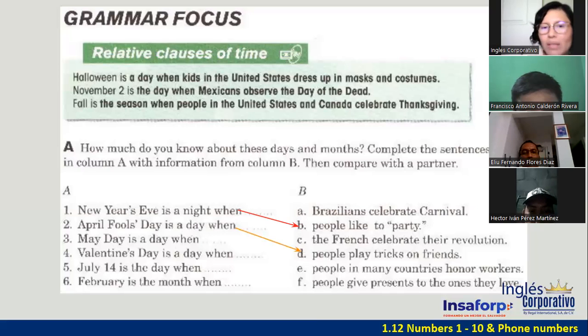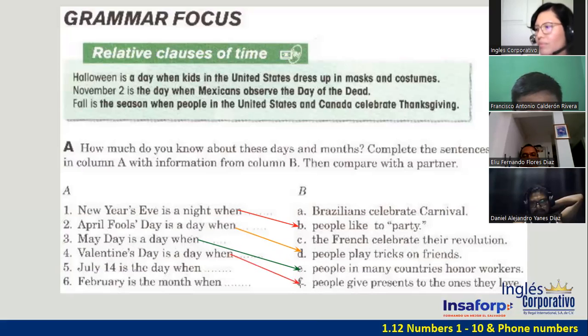May Day is a day when, me dijeron ustedes, people in many countries honor workers, ¿ok? Valentine's Day is when, me dijeron creo que letter F, ¿verdad? Yeah, people give presents to ones they love. Very good. Luego tenemos acá, July 14 is the day when the French celebrate their revolution, and February is the month when Brazilians celebrate Carnival. Very good.